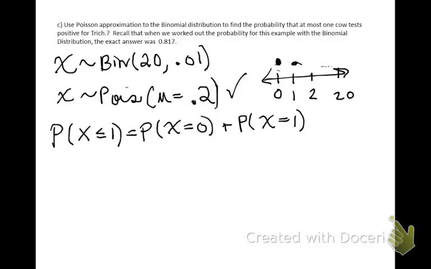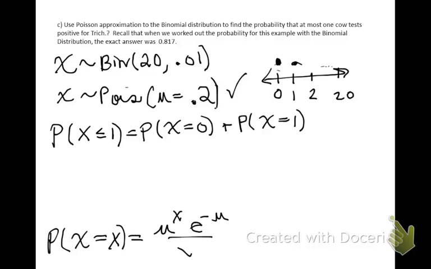We're now going to plug this into the Poisson probability formula. Remember, the probability under the Poisson distribution that x equals a number is mu to the x, e to the minus mu, over x factorial. Here we know that mu is 0.2. So all we have to do from here is plug in the number 0 for x and then plug in the number 1 for x.